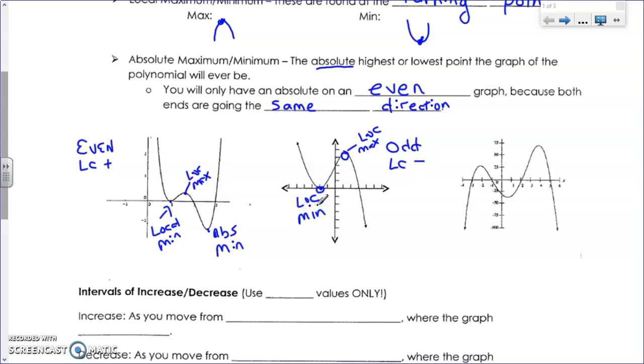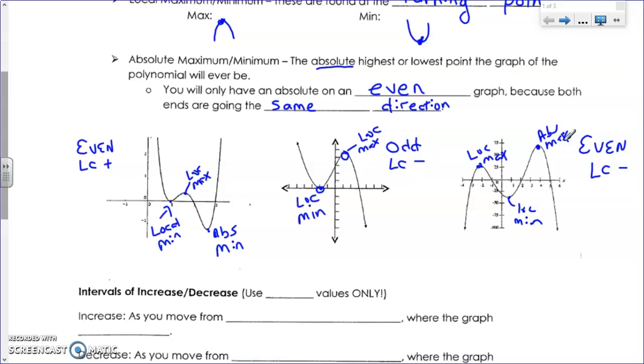Does that make sense? Okay, this one is even, and the leading coefficient is negative. We have a turning point here, a turning point there, and one there. So this is a local min, and this is a local max, and this is an absolute max, because it is the absolute highest spot.